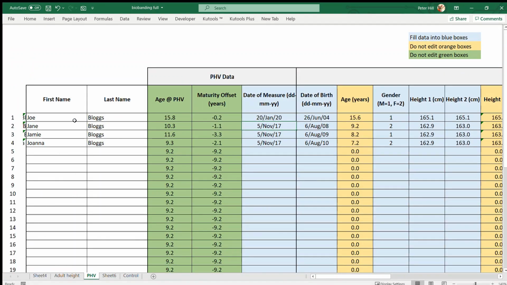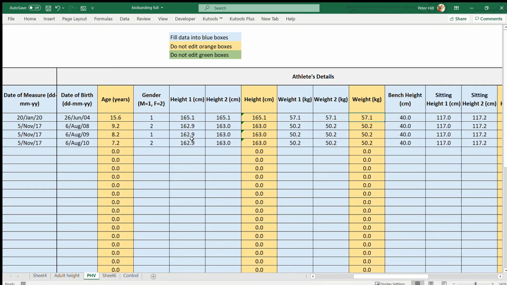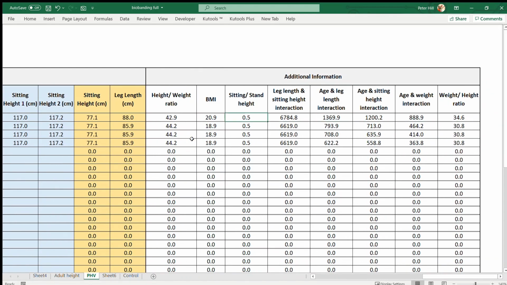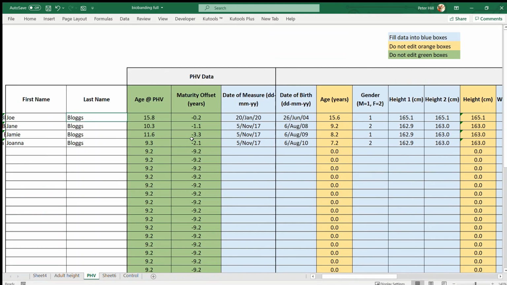So the same athlete, Joe, it's 15. It's the same athlete. All right, and this little sheet again from Science and Sport gives us some other measurements: height to weight ratio, BMI, sitting height, age and sitting height interaction, age and leg length interactions, and a weight to height ratio. Okay, so it means that they would estimate that he would reach peak height velocity at around 15.8 years. So he's about 0.2, about 3 months off.